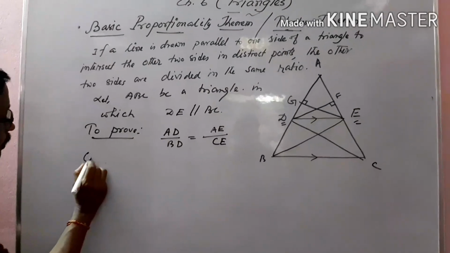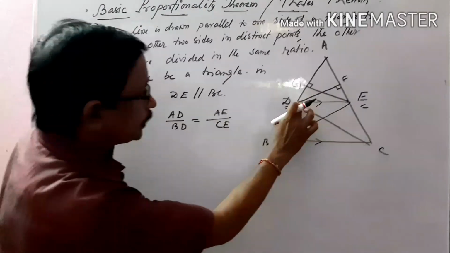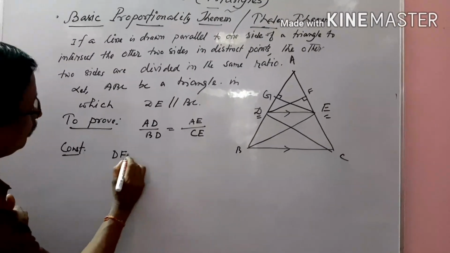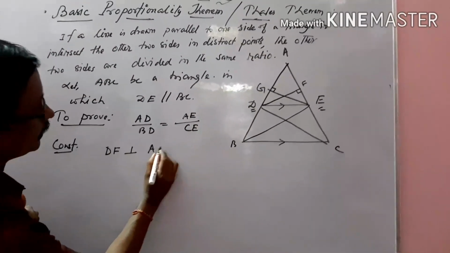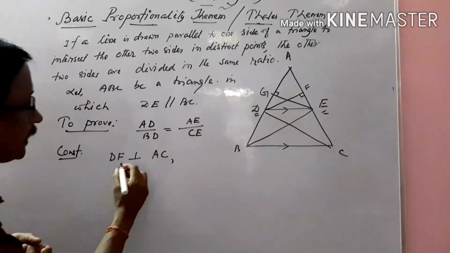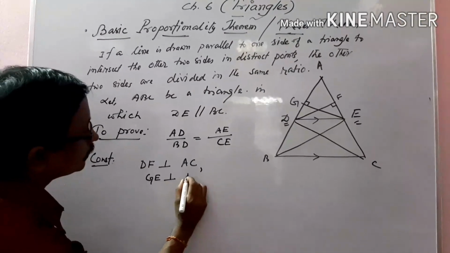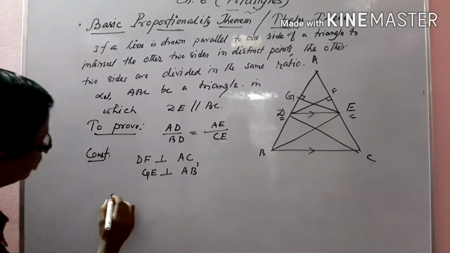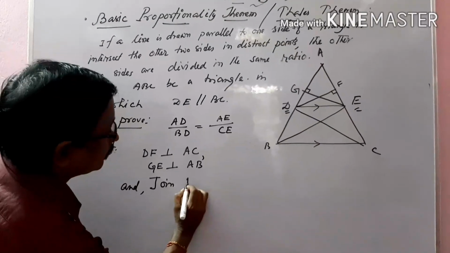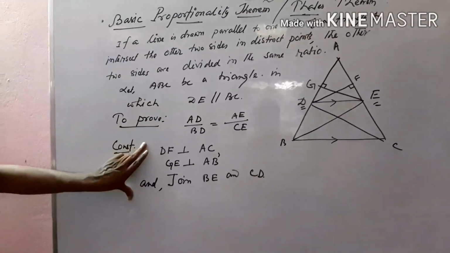So to prove this, we have to construct. What do we have to construct there? We have to draw a perpendicular line. What have we drawn? We construct DF perpendicular to AC. Complete the line on this side, AC is there. You write AC. Then second, you draw GE perpendicular to AB, and join BE and CD. So these are our constructions.